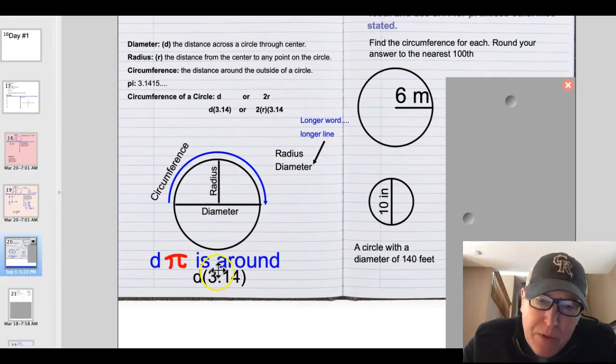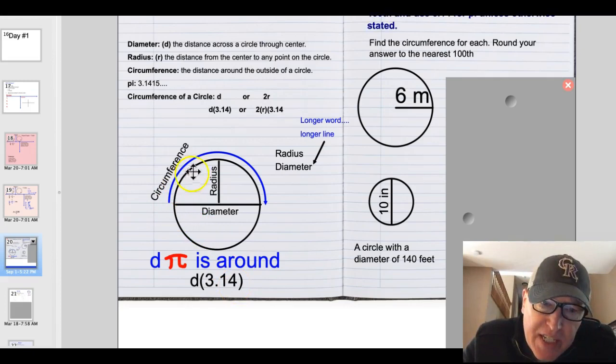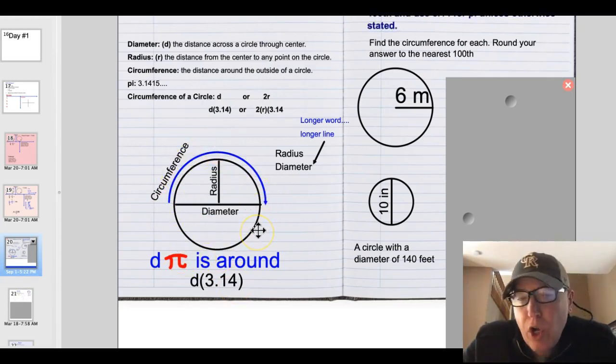So if you use d pi, if you take the diameter and you multiply it by pi, 3.14, it's going to tell you the distance around the outside of the circle. You can think of it as the perimeter of the circle. We call that the circumference.